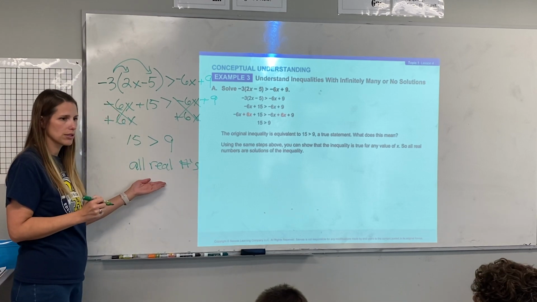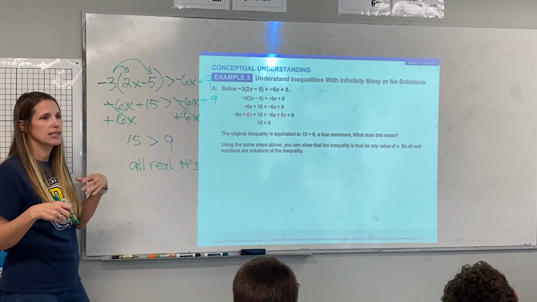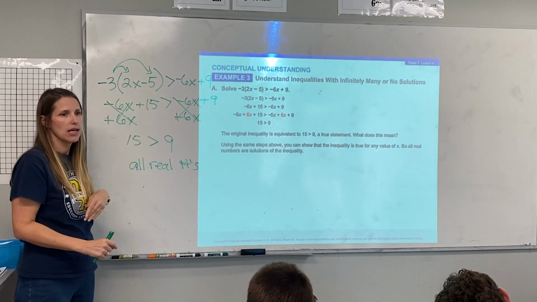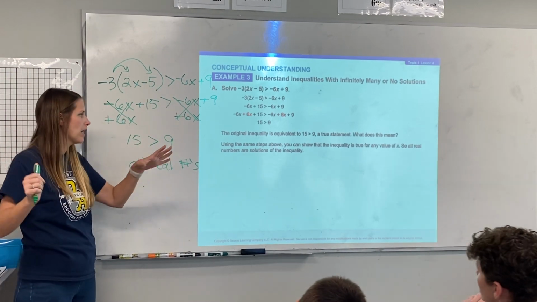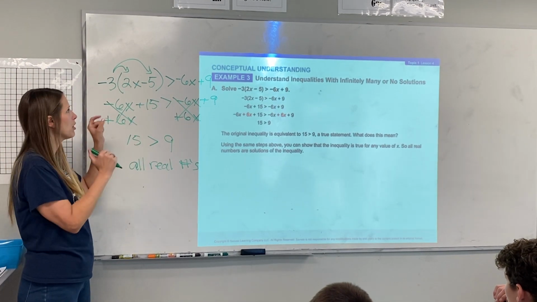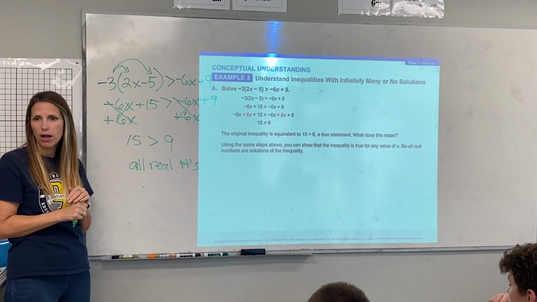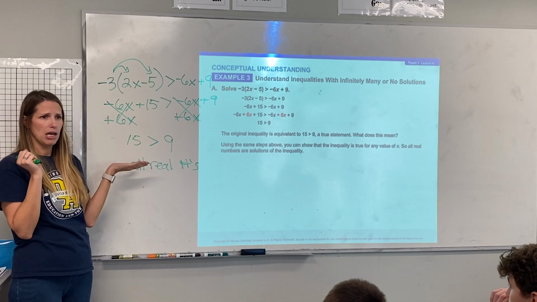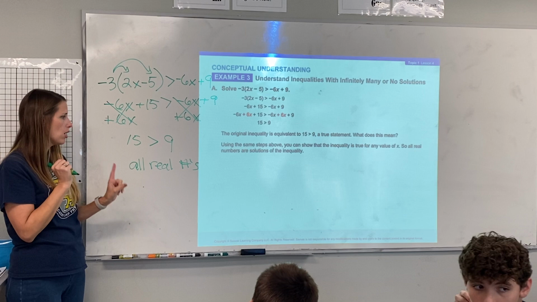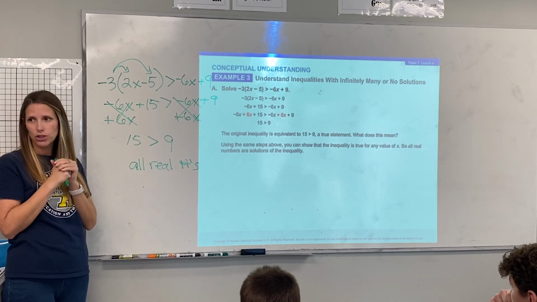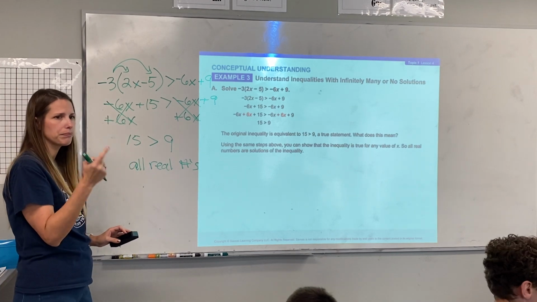All real numbers will work for x, because no matter what number you choose, let's say I plug in a 2 for each x, or a -10, or a 15.963, no matter what number you plug in for your x value, you'll end up with a true inequality. Your numbers might end up different, but we're not worried about what the numbers are. We're worried about, is this true? If it's true, it's all real numbers. You good?